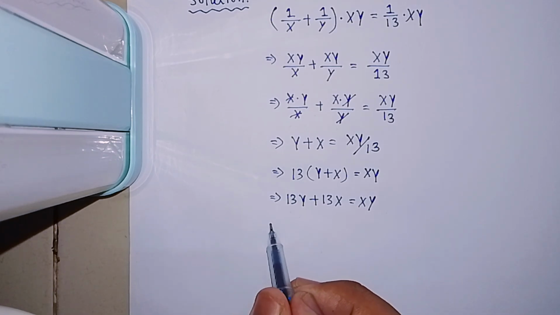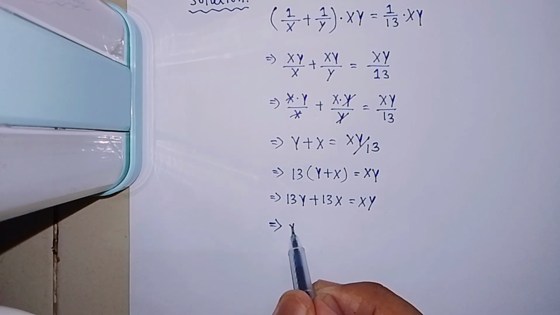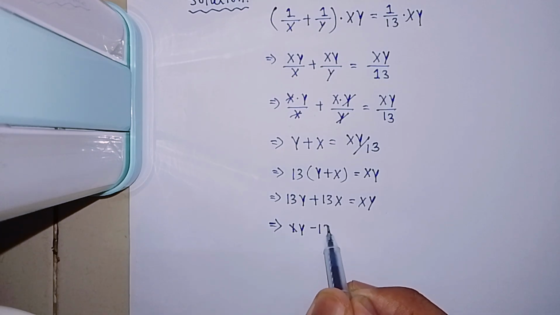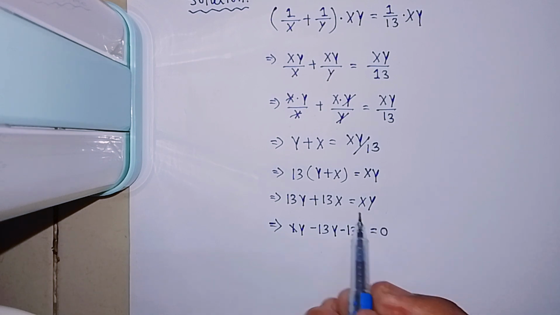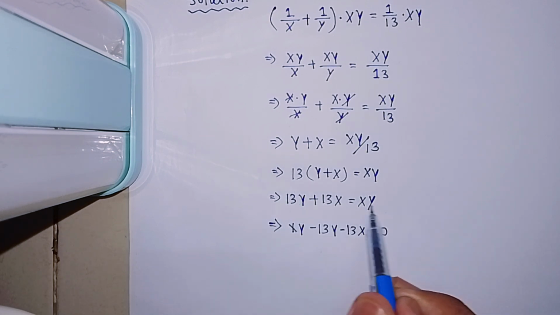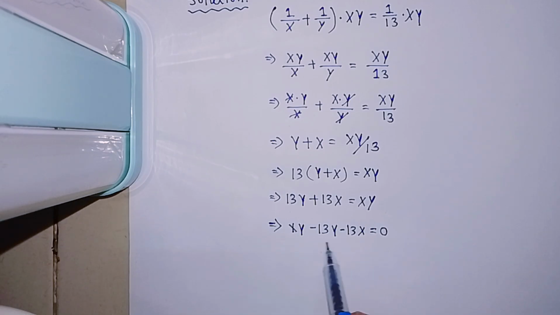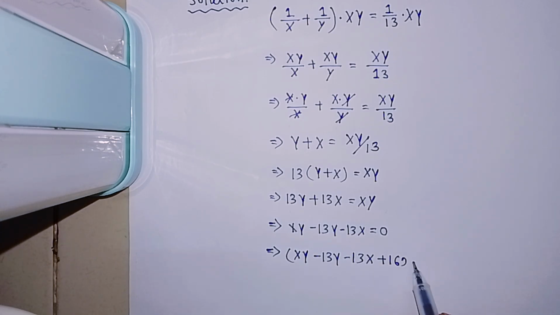So let's go. We can write xy - 13y - 13x equal 0. We just take this whole thing to the left side, and then we get this equation. Then it will look like (xy - 13y - 13x + 169) - 169 equal 0.